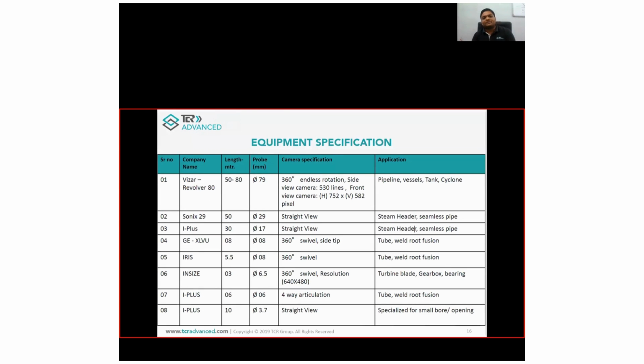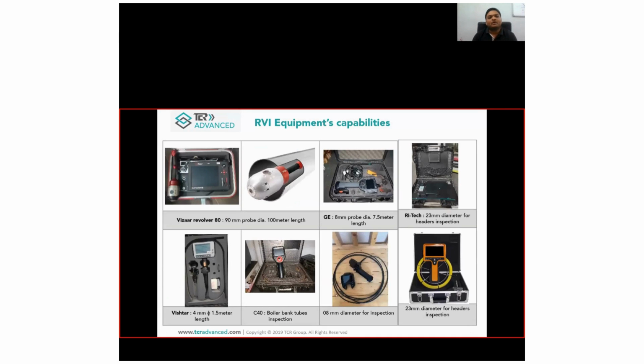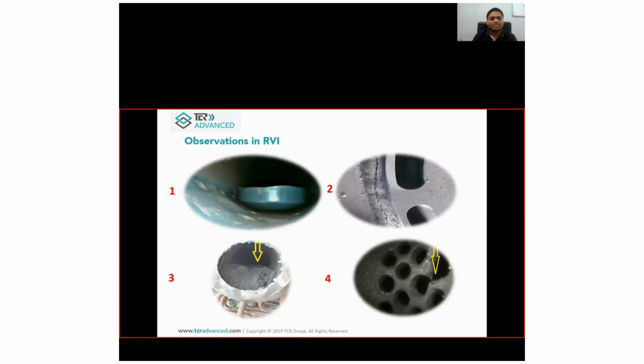So these are the equipment specifications. Various equipment having different diameters and different lengths of probe are used for different applications: steam header inspection, cyclones, turbine inspection, gearbox inspection. For small bore openings, we also have a 3.7 mm diameter probe. So this is an overview of camera visual examination, indirect visual examination cameras, and different diameter and length probes.